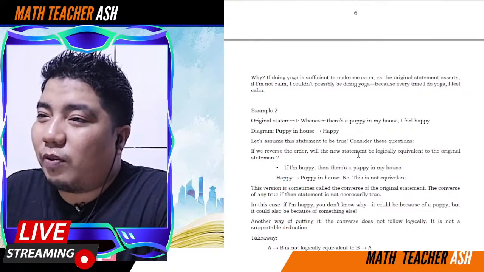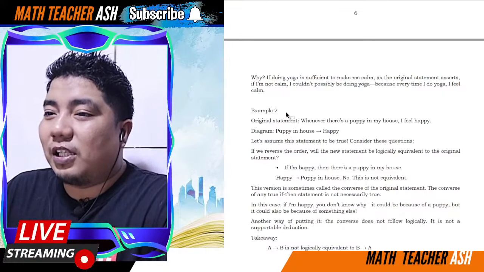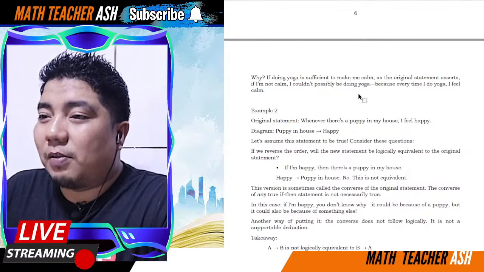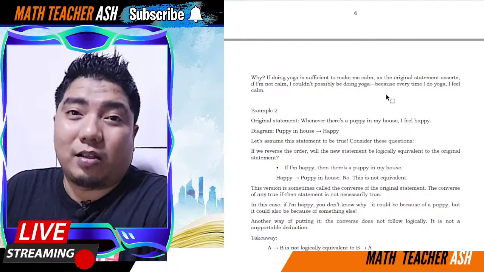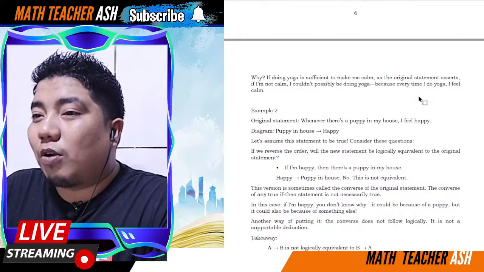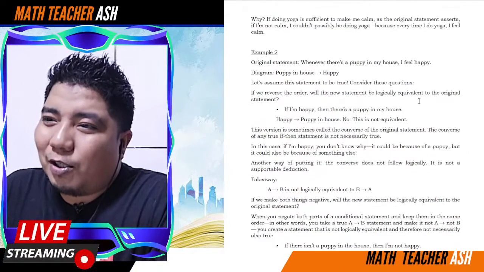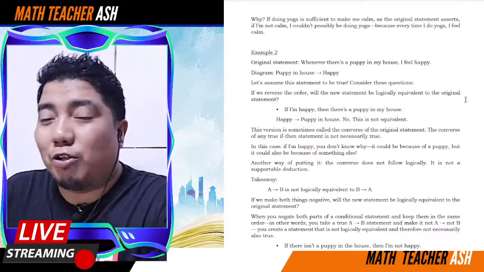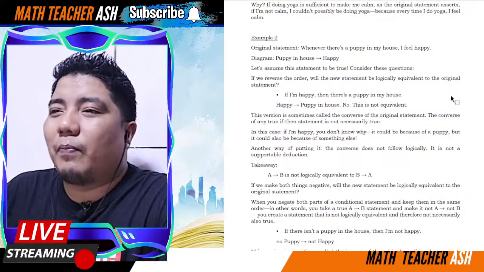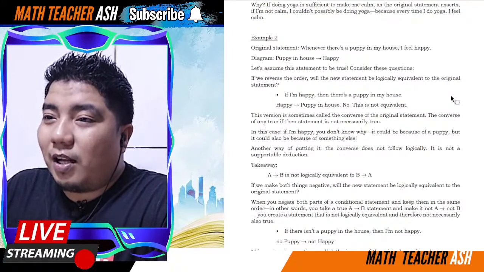If doing yoga is sufficient to make me calm, as the original asserts, then if I'm not calm, I couldn't possibly be doing yoga. Tama din naman, because every time I do yoga, I feel calm. Alright. So, these are the explanation or the justification about the logic. Alright. So, we have here another example.